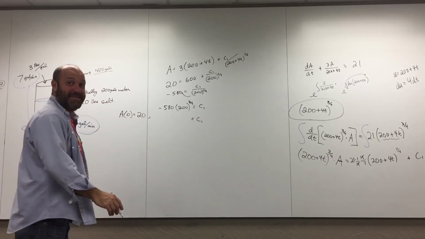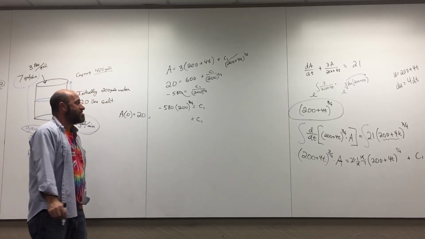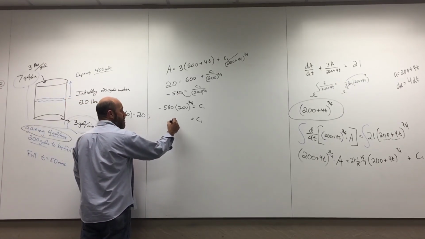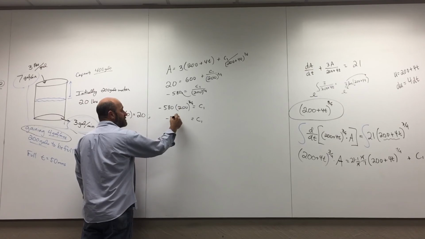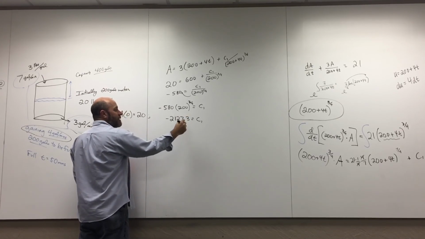Negative 10.91. Oh, wait. I got negative 2,127.31835. 2,127. Do you want all the decimals? Just give me one. All right, 0.3. 0.3. Excellent. Right back.